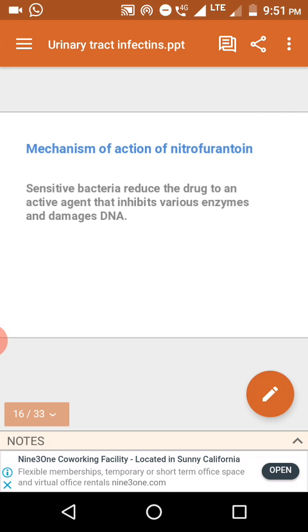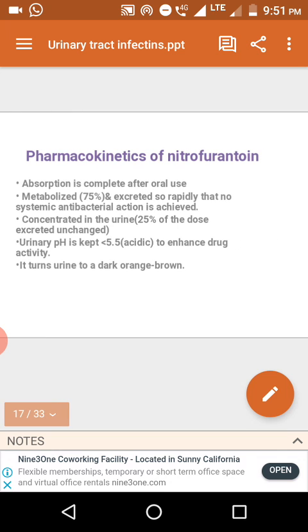Mechanism of action: sensitive bacteria reduce the drug to an active agent that inhibits various enzymes and damages the DNA. So mainly it inhibits the DNA structure. Sensitive bacteria reduce the nitrofuran into its active form, and that active form damages the DNA. Pharmacokinetics: it is given by the oral route, metabolized in the liver, and concentrated in the urine, with 25% of the dose excreted unchanged. It enters the urinary tract, so it is useful for urinary tract infections.